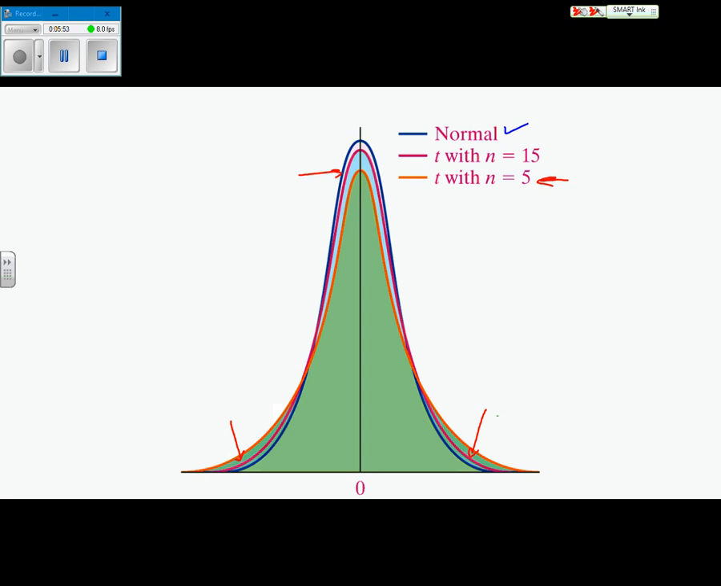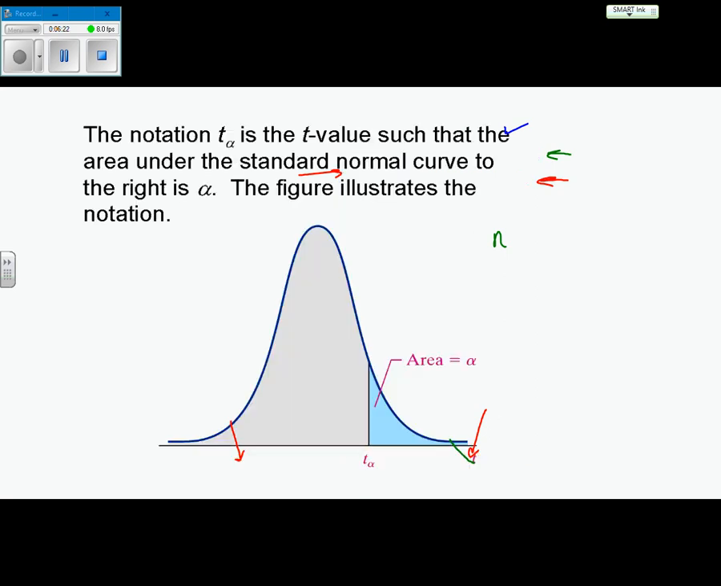Now, if I was to up my sample size to 15, look how much closer this pink line is getting to this blue line. So eventually, as n grows and grows, this orange line is going to eventually become the pink line, and that pink line is going to eventually become the blue line if I can get n to be large. What's large? We will see on some examples.